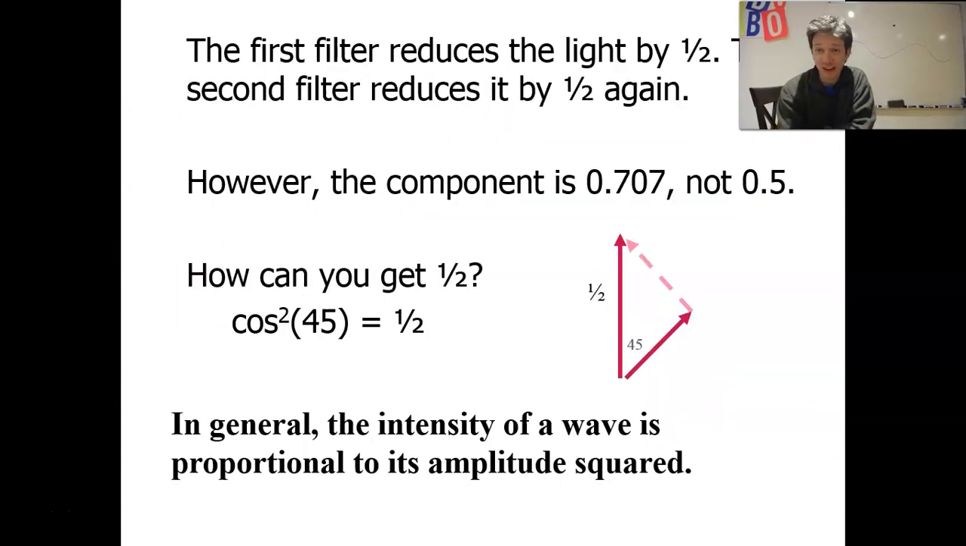1/2 times 1/2. But this is weird because if you were to draw this triangle and try to calculate the components, you'd realize the cos of 45 degrees is not a half. It's 0.707. But the cos squared of 45 degrees is a half. And in physics, in many cases, we say the intensity of the wave is proportional to its amplitude squared. Okay, and that's a very, very important point.